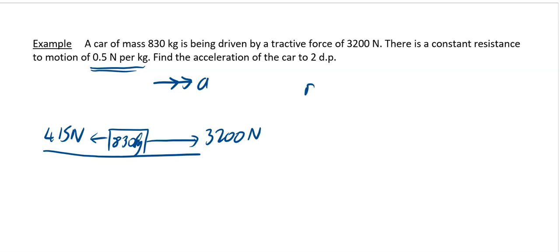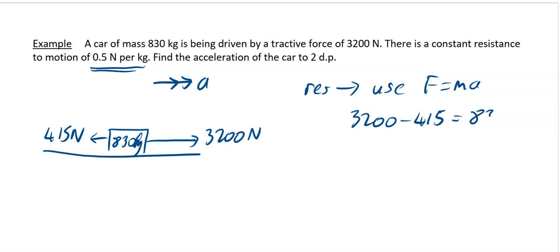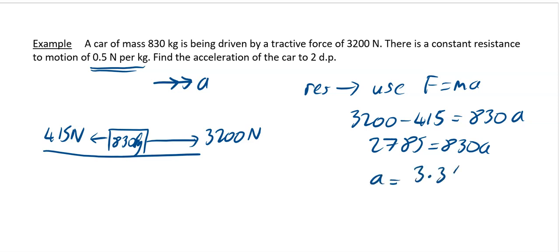So that's all the information we need. I'm going to resolve horizontally, and I'm going to use F equals ma. So my pulling force is 3,200. Going against that is 415. My mass is 830, and that's my a. Tidy that up. That's 2,785 is equal to 830a. And then just divide across by the 830, and you will get your a is equal to 3.36 meters per second squared, and that was to 2 decimal places.